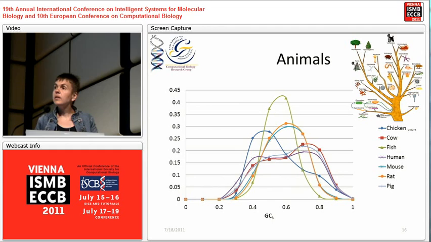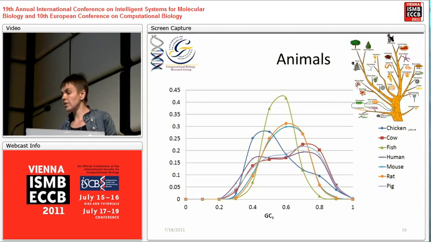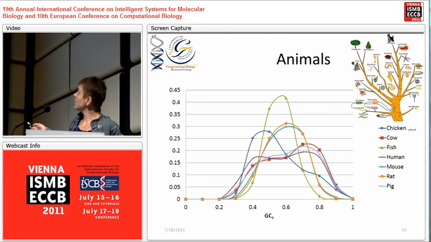But now let's look outside of the plant world. This is joint work, a work in progress, with Iran El Haig. I got this data from him because he was also working in the same area. He extracted high-quality transcripts from chicken, cow, fish, human, mouse, rat, and pig. We plotted GC3, and what we found is that there are three absolutely confidently bimodal species: human, pig, and cow.